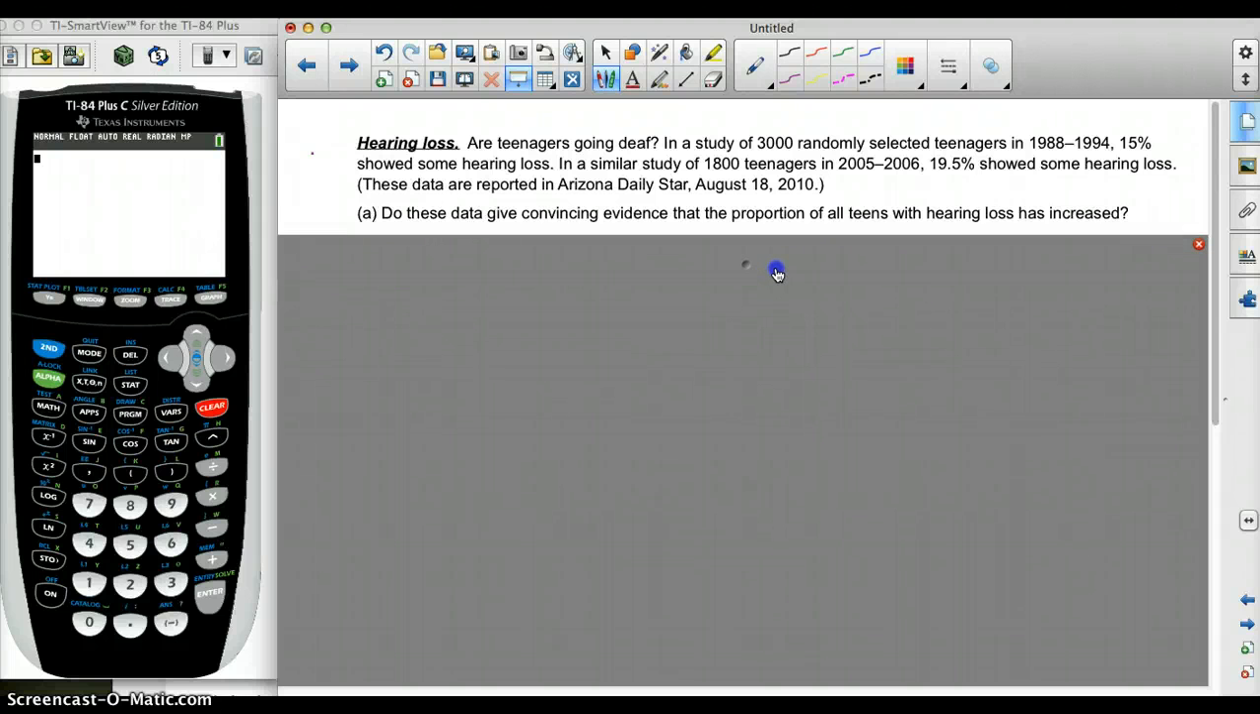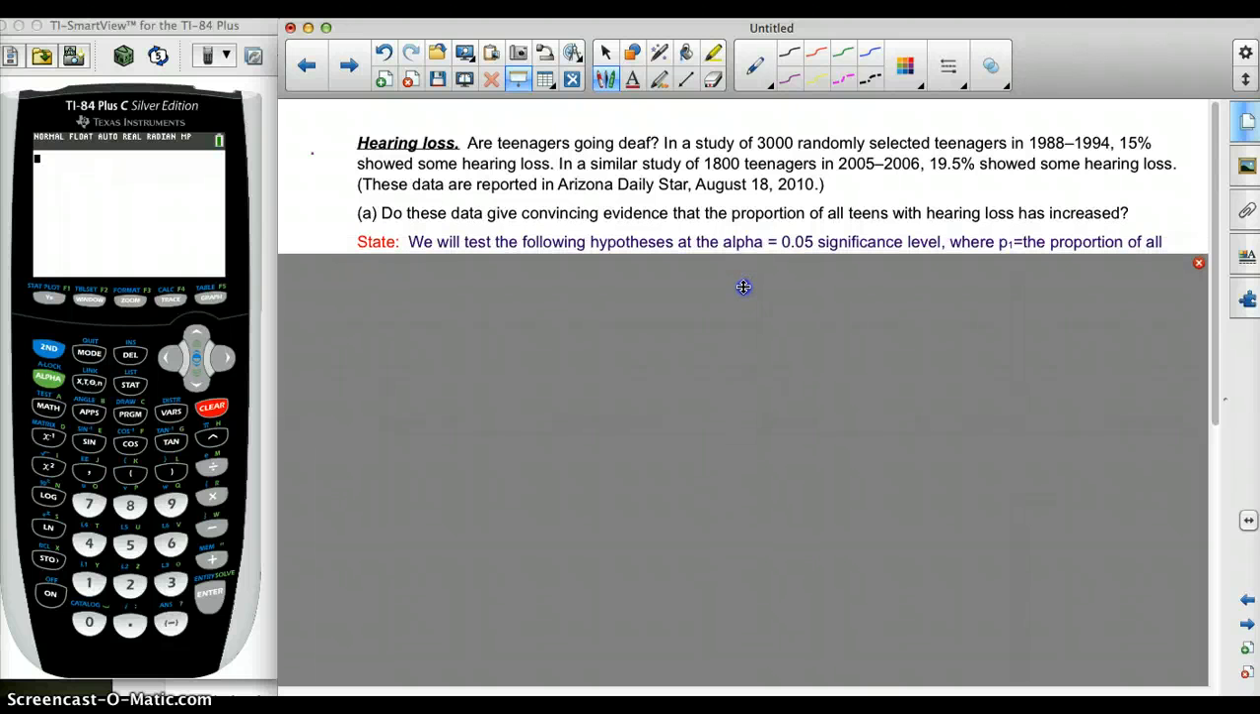So we are still going to be doing the 4-step process, but you're going to notice that your textbook is not going to identify that with the icon anymore. You're going to have to know when to do it and when not to. So here, do the data give convincing evidence? That means we're going to do the 4-step process, which is state.